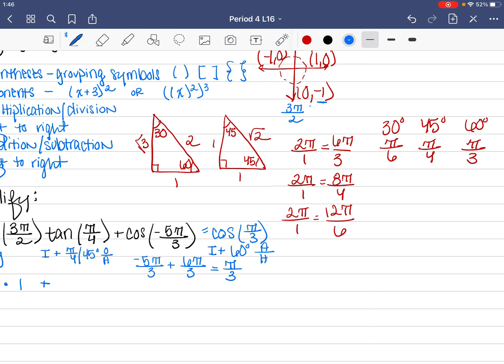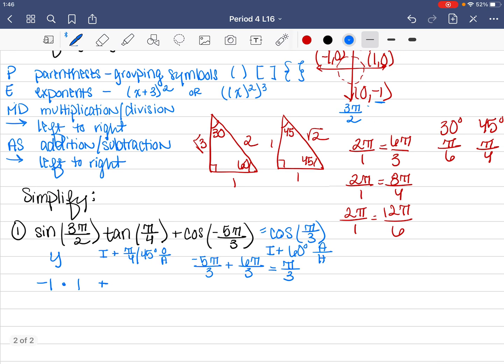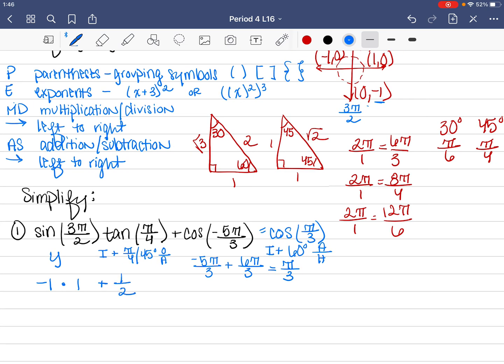Let's go to our 60 degrees. Adjacent is 1, hypotenuse is 2. So we're going to be adding plus 1/2 here. This is where the PEMDAS kind of comes in. So we evaluated sine 3 pi over 2, we got negative 1. We did tangent of pi over 4, we got positive 1. We did cosine of negative 5 pi over 3, and we got positive 1/2.